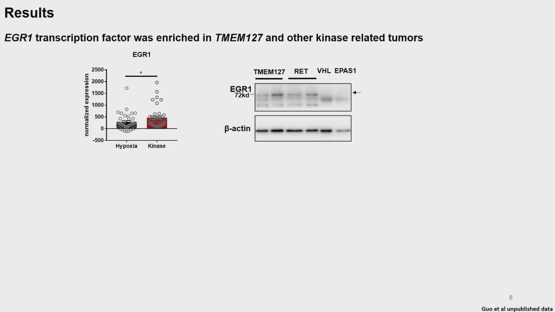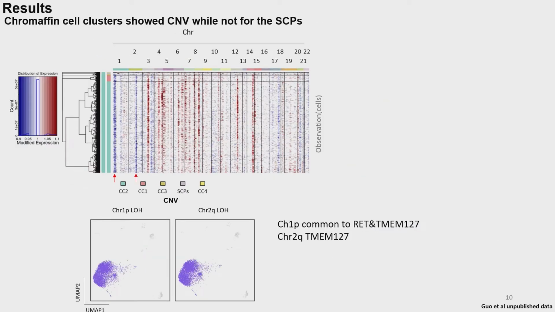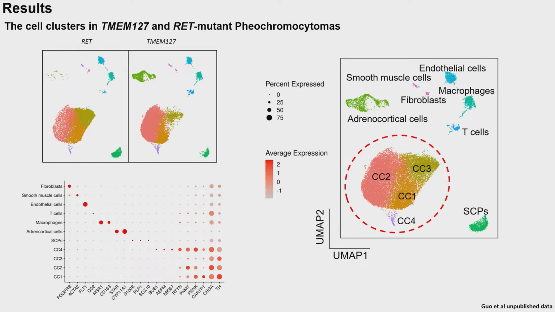Next, we want to look at the human data. We take 2 typical kinase-related tumors: one is TMEM127, and the other is RET. According to different cell class markers, we identified 10 cell classes here, and for the chromaffin cells, we got 4 subgroups. Very interestingly, cluster 1 and cluster 4 were shared by the 2 mutant tumors, while cluster 2 is more enriched in TMEM127, and cluster 3 is more enriched in the RET mutant tumors.